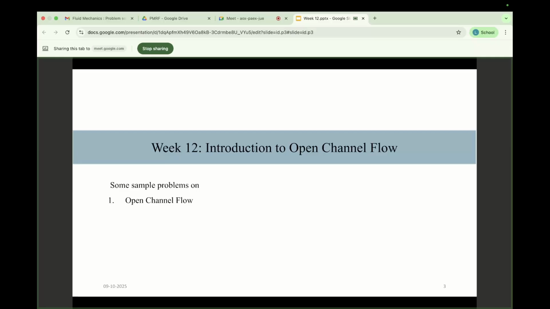If I talk about artificial open channel flow, these are man-made structures like irrigation channels, where in a channel you store some water for agricultural purposes and so on. Okay, so that is the thing.